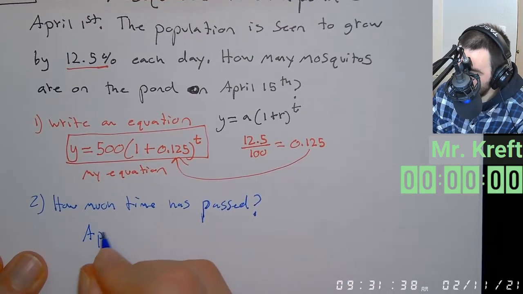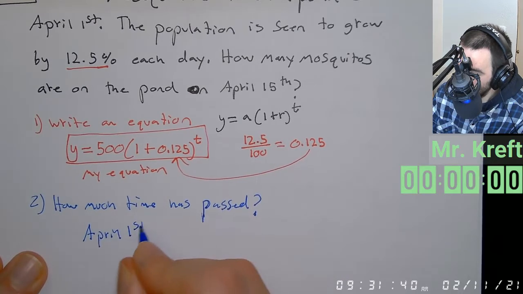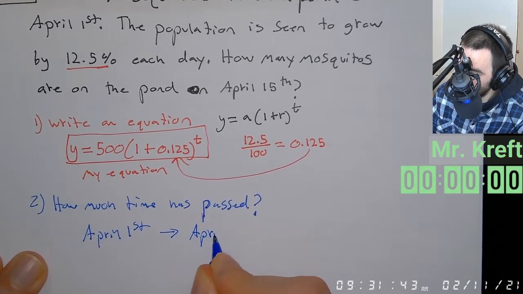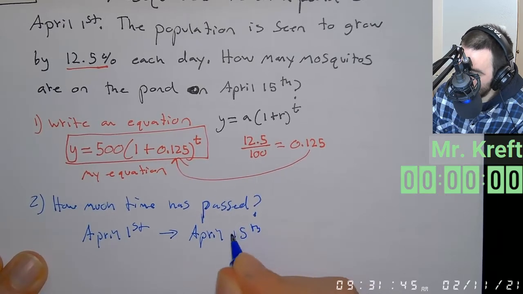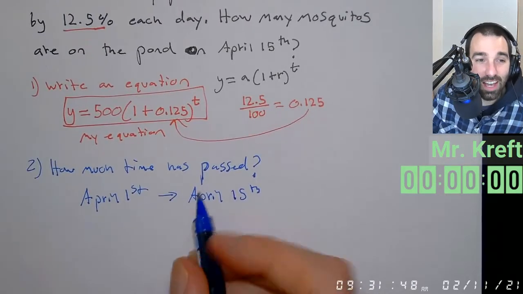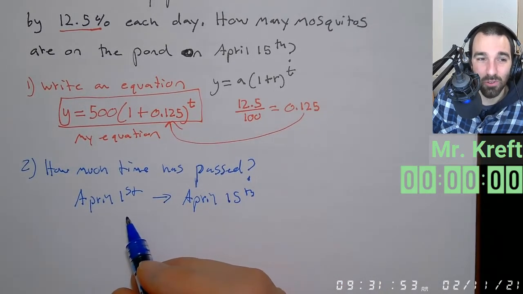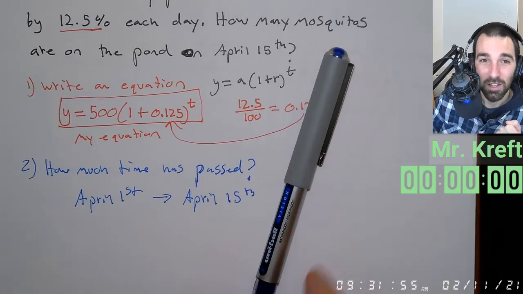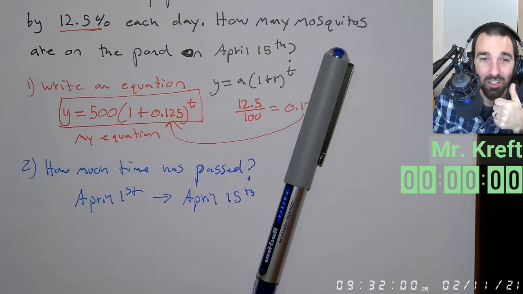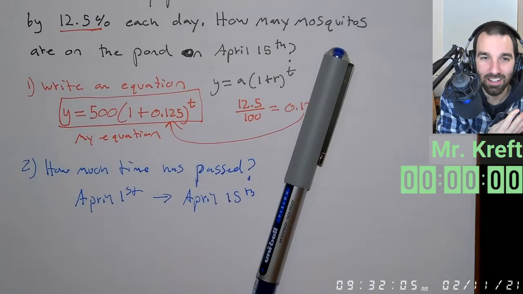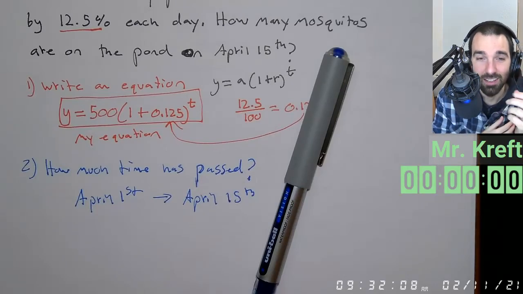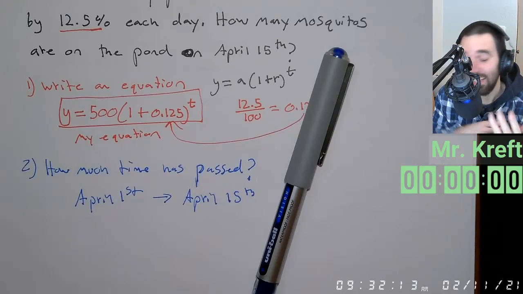So we're going from April 1st to April 15th. Now, a very common mistake here would be to say that 15 days have gone by, but it's not 15. If we start at the first, remember we count a day being the next day. So the next day is April 2nd. So that's 2nd, 3rd, 4th, 5th, 6th, 7th, 8th, 9th, 10th, 11th, 12, 13, 14, 15. So that's 14 days.